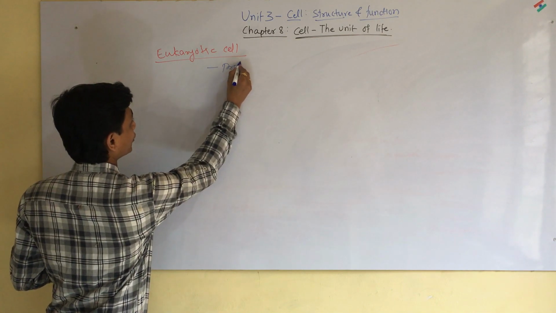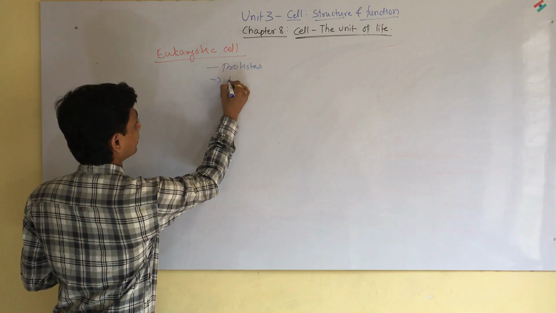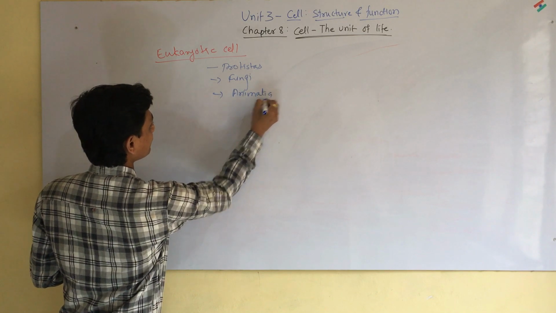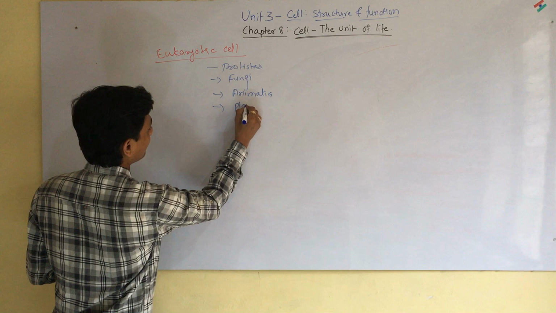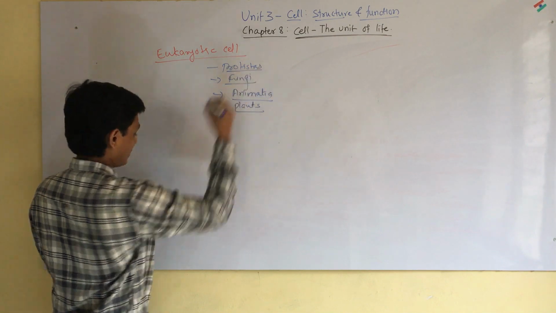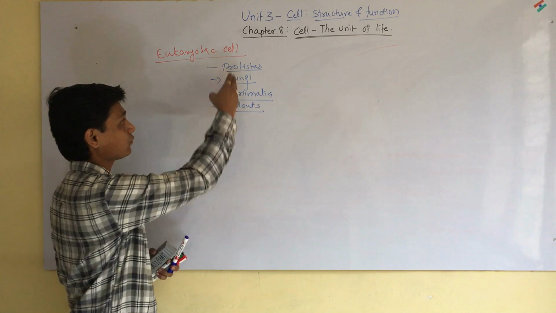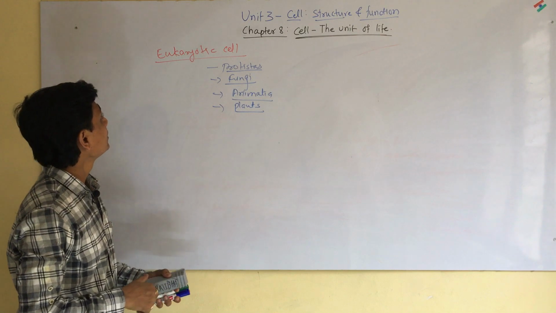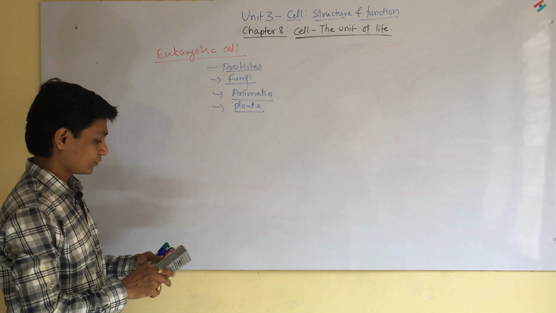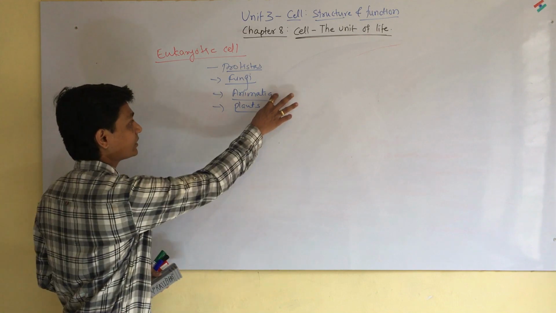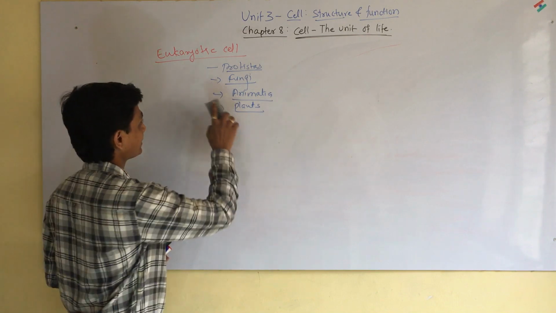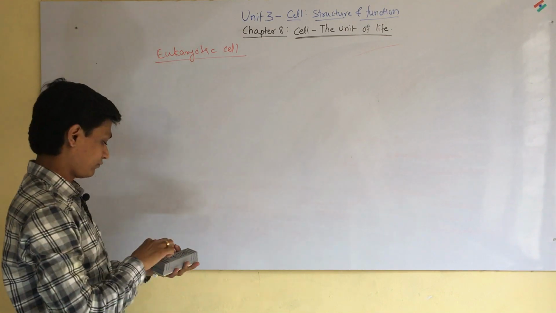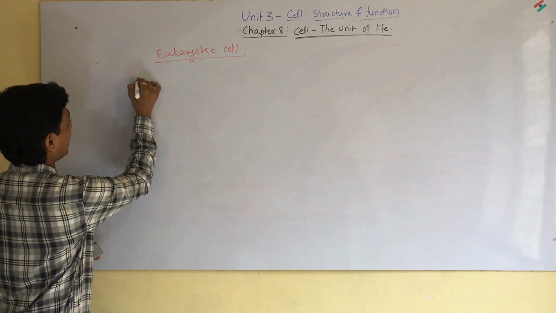Kingdom protista, fungi, animalia and plants. Means the kingdoms from these four are nothing but they have in their structure the eukaryotic cell. So we will discuss only animal cell and plant cell because it is a part of your syllabus. So we will discuss first the animal cell.